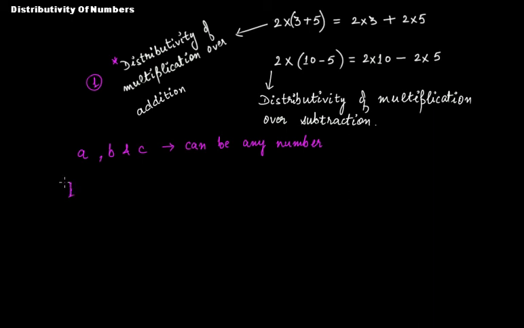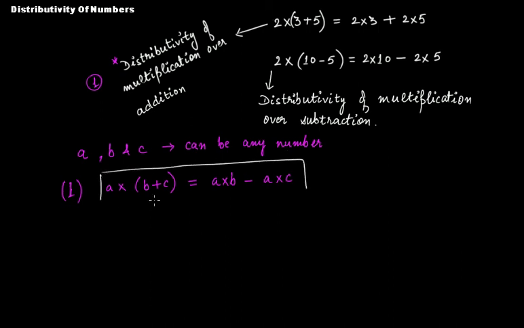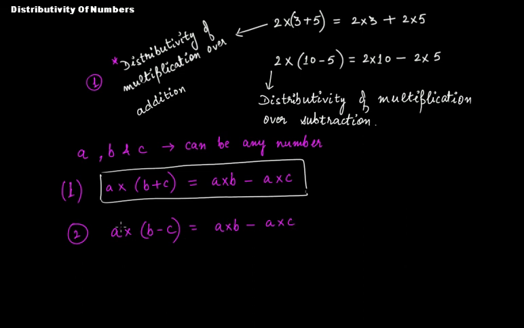Then a times within parenthesis b plus c will be equal to a times b plus a times c. This is for the first one, addition, and the second will be a times b minus c will be equal to a times b minus a times c, right? This will be the distributivity of multiplication over subtraction.